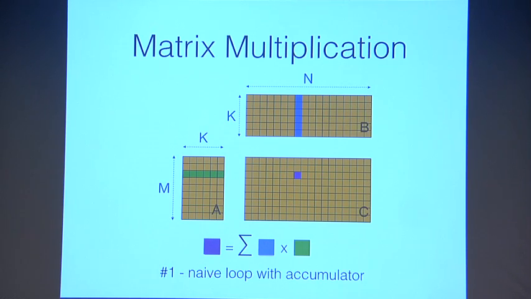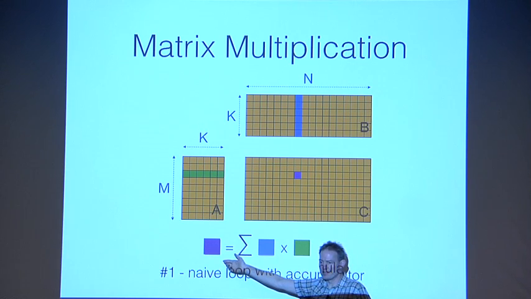He goes through about 10 implementations of matrix multiplication. He does it for general size matrices, where you're multiplying some m by k matrix by some k by n matrix. And he starts off with the very naive loop with an accumulator, right? So the purple square in this output matrix is the dot product of the green row and the blue column. The initial implementation just has an accumulator variable, I think he calls it acc.